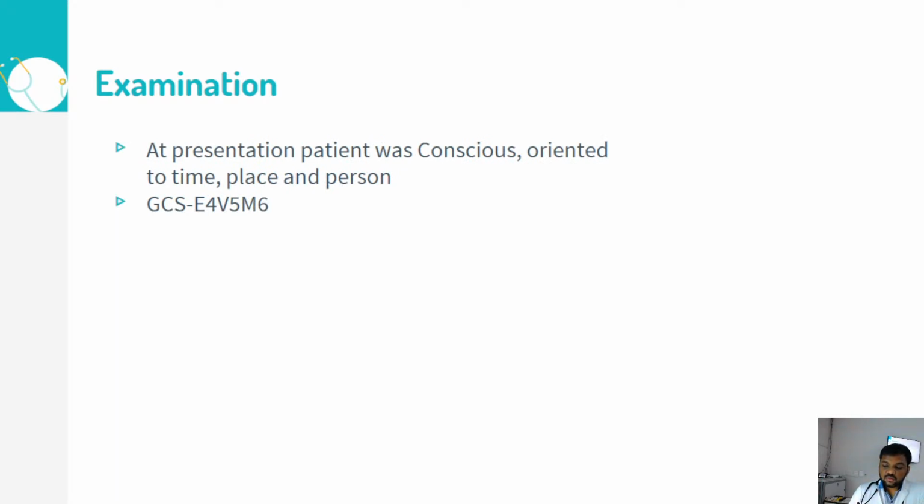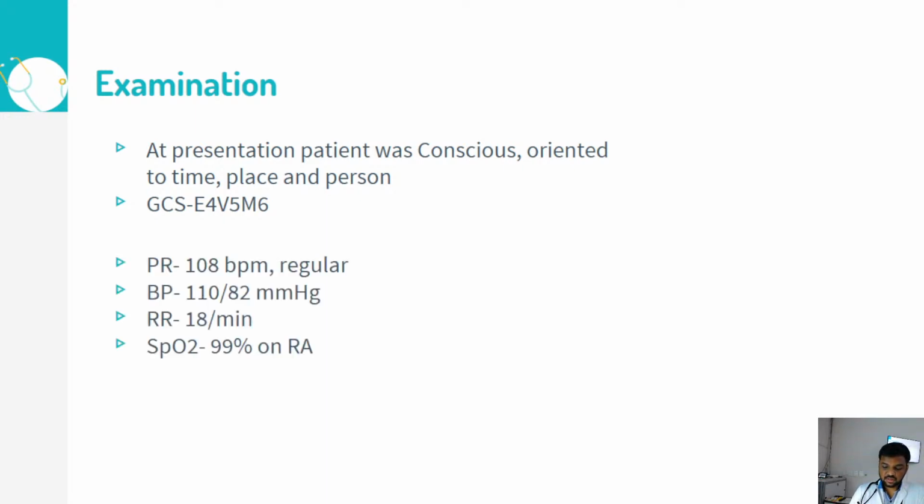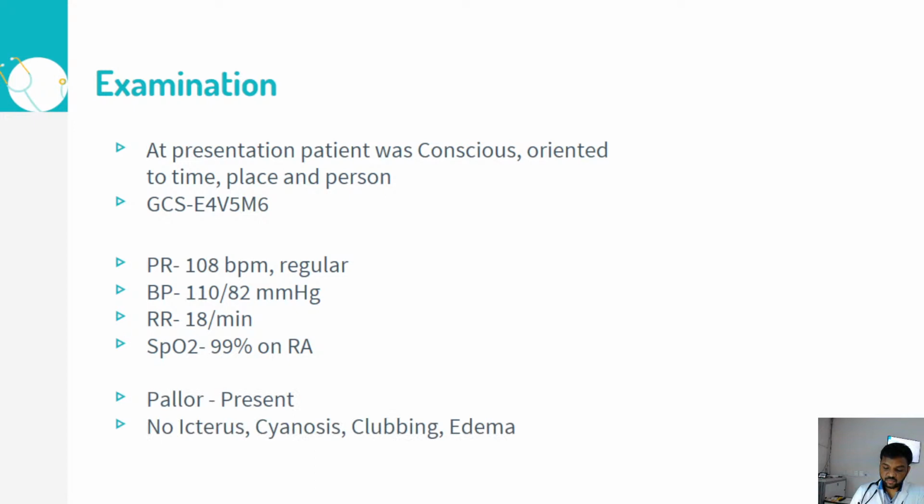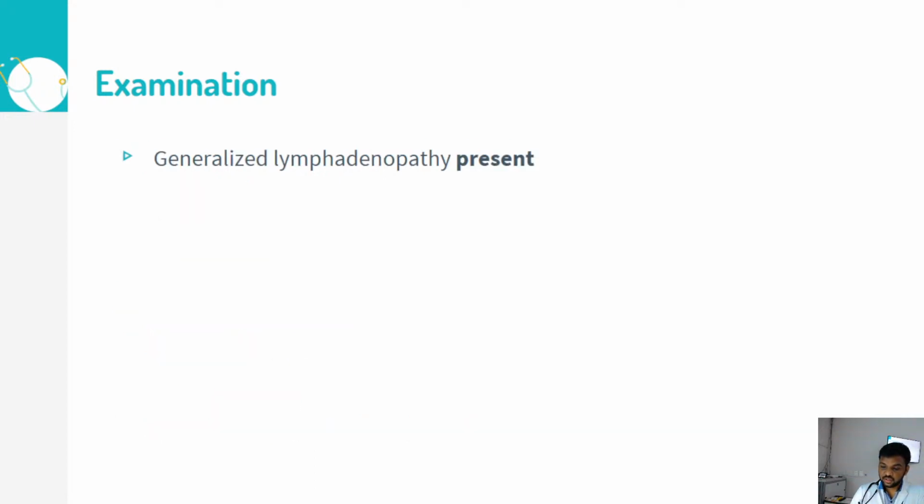At presentation on examination, he was conscious, oriented to time, place, and person. GCS was E4V5M6. Pulse rate was 108 and BP 110 by 82 mmHg. Respiration rate 18 and saturation of 99. Pallor was present, but no icterus, cyanosis, clubbing, and edema.